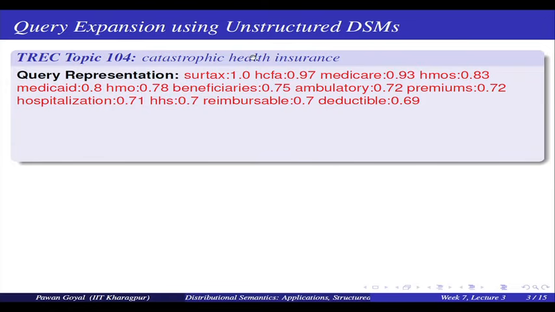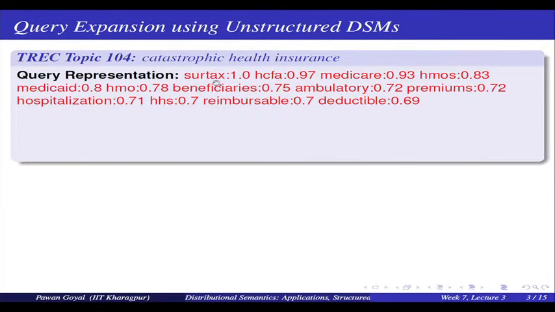So suppose we do that. So what happens to the actual query? So this is my actual query, catastrophic health insurance, and if I try to use this technique to find out some other related terms, I get terms like this. So I have terms like Surtax, HCFA, Medicare, HMOs, Medicaid, HMO, beneficiaries, premiums, and so on.